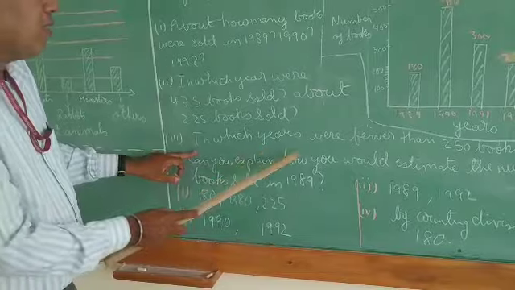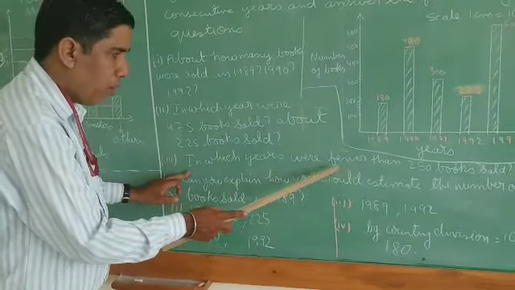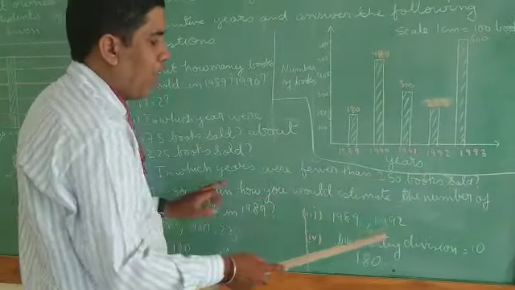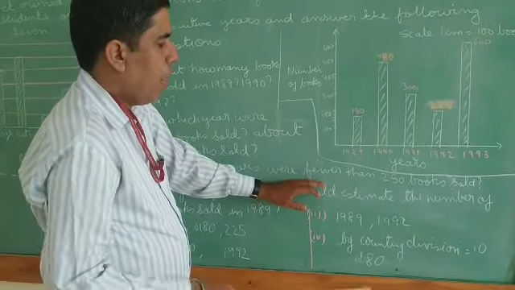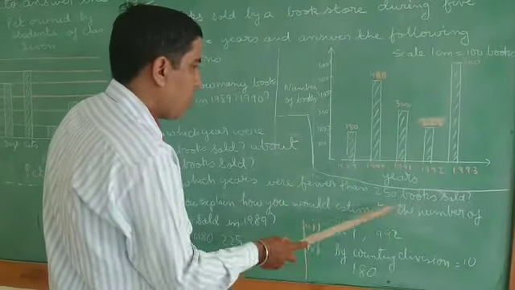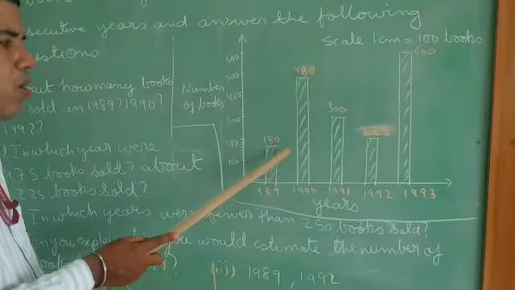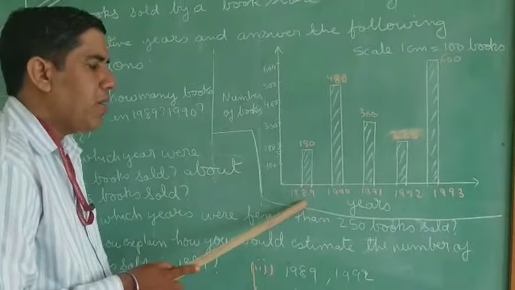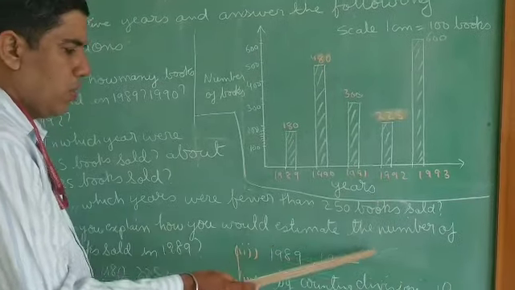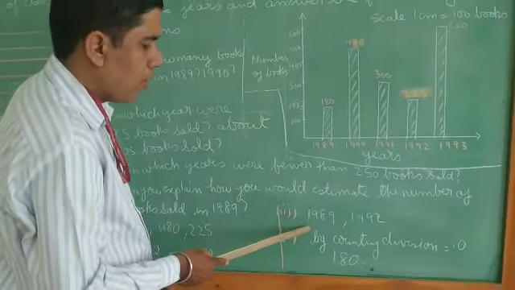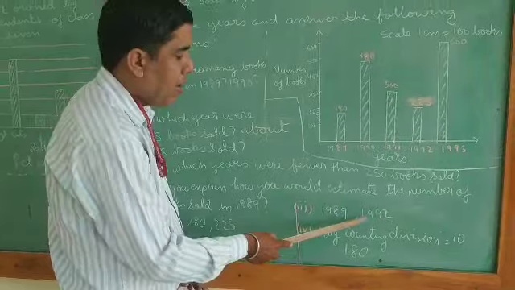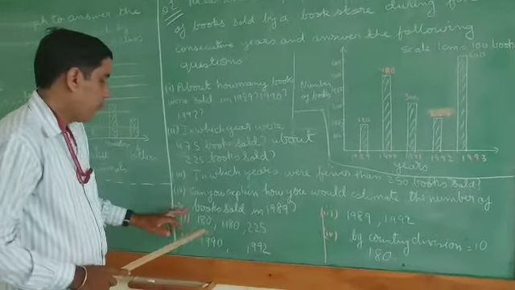Now in which year were fewer than 250 books sold, meaning less than 250? You can see here, less than 250 is 225, which means 1992, and 180, which is 1989. So 1989 and 1992 is the answer. Two years are there. Now next one.